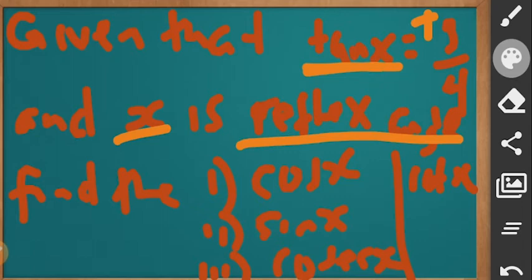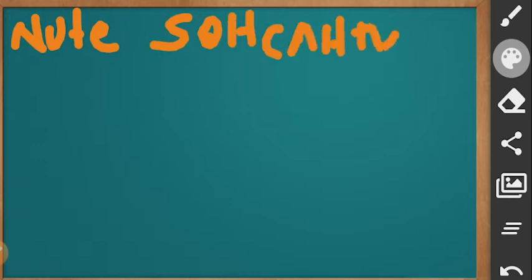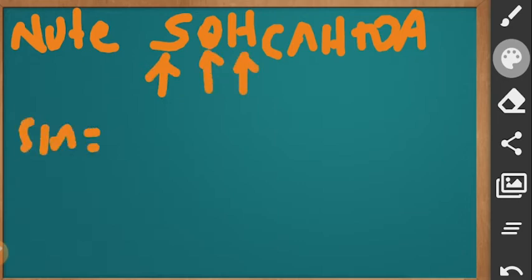Now we are starting the solution. But before we start, I want us to first note something. There is what we always use as SOHCAHTOA. SOHCAHTOA is summarized by saying sine is equal to opposite over hypotenuse. Is that okay? We proceed.